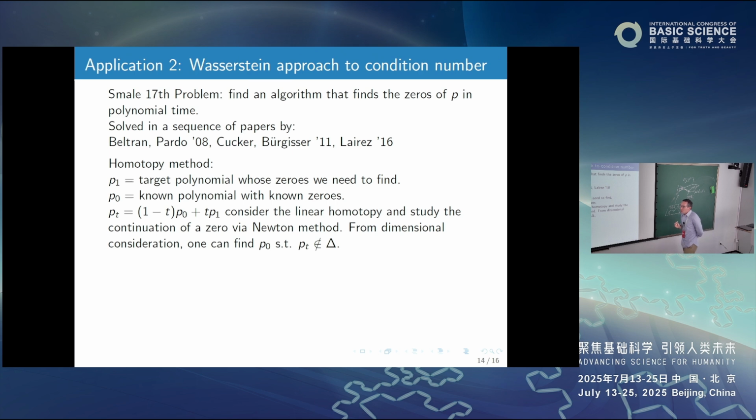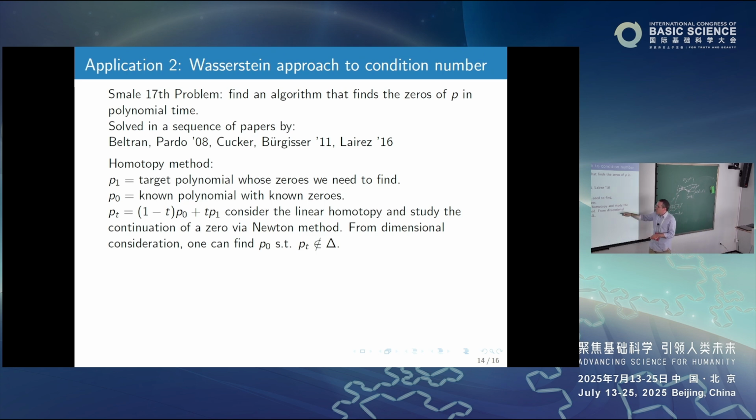And then you do the linear homotopy from P0 to P1. So you define Pt to be (1 minus t) P0 plus t P1. You consider the linear homotopy, and you try to do a continuation of the zeros that you know on P0 using a Newton method. On P0 you know the zero, and then you try to continue this zero via the Newton method, okay? Newton's method will give you an approximate zero, and you want this iteration to arrive until time 1, in which you will find an approximate zero of P1.